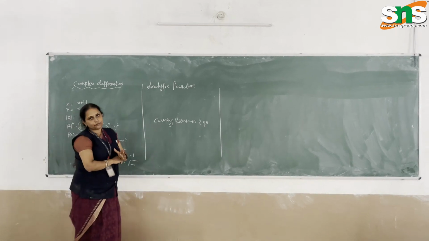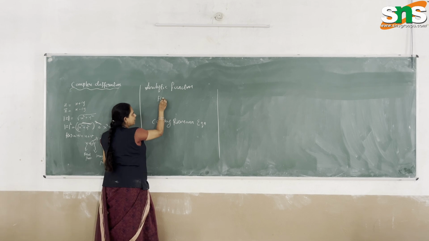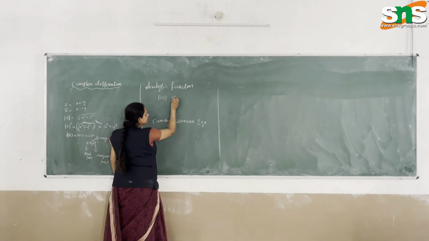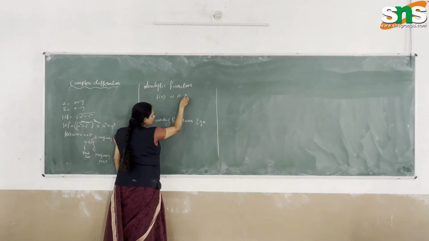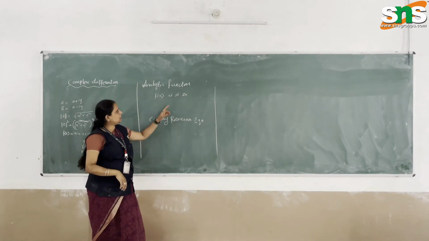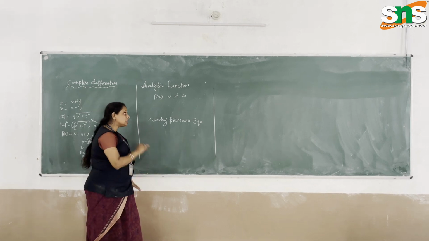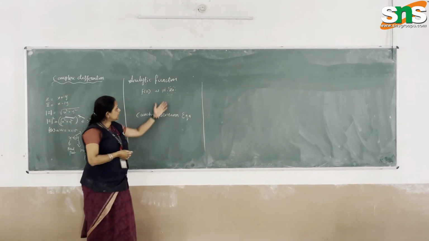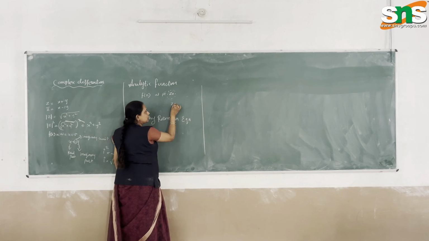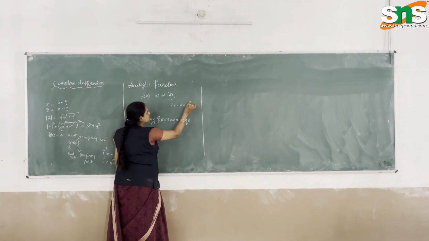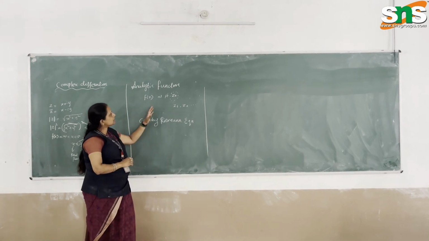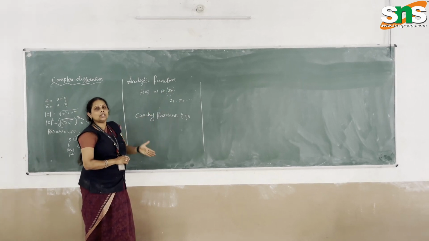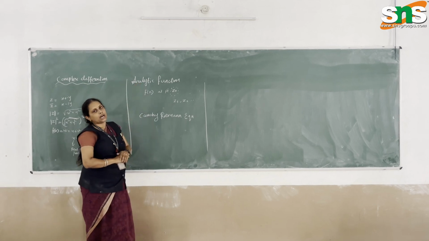If it is an analytic function, in this analytic function f of z is differentiable at a point z0. It is not only differentiable at the point z0, it is also differentiable in the neighborhood of z0, that is, differentiable with respect to z1, z2, etc. So it is differentiable not only at the point z0, it is also differentiable at the neighborhood points. That is called the analytic function.